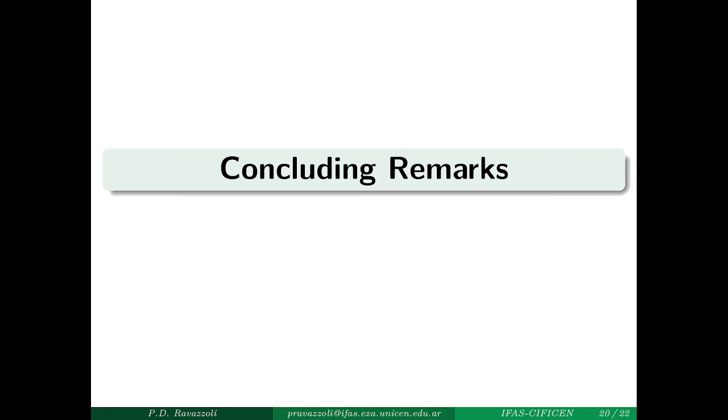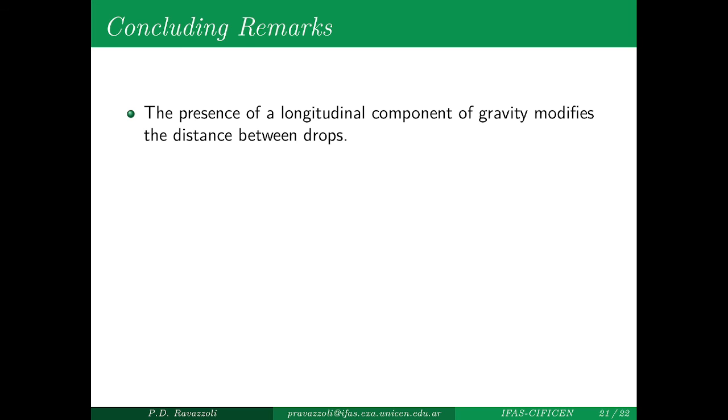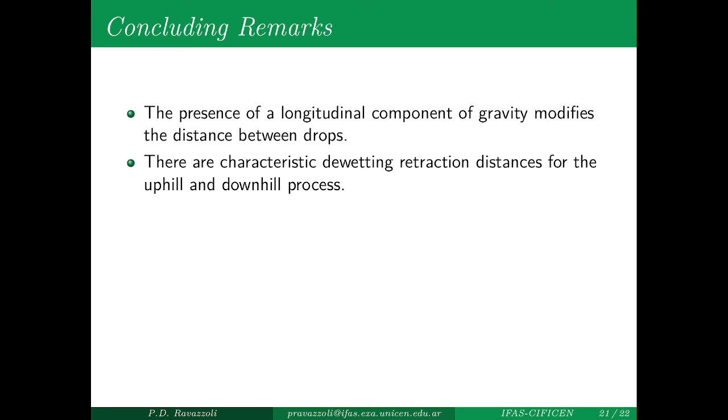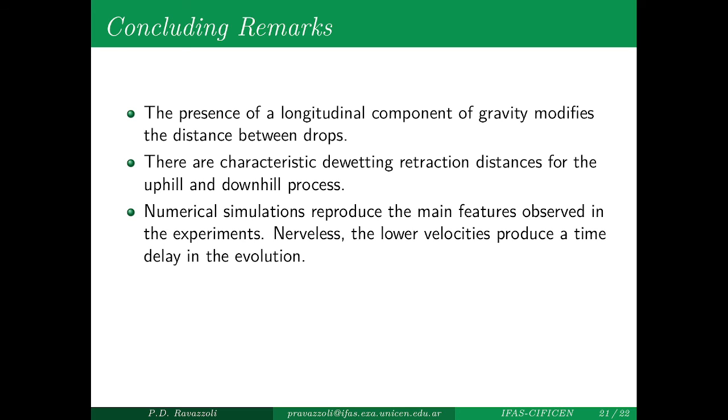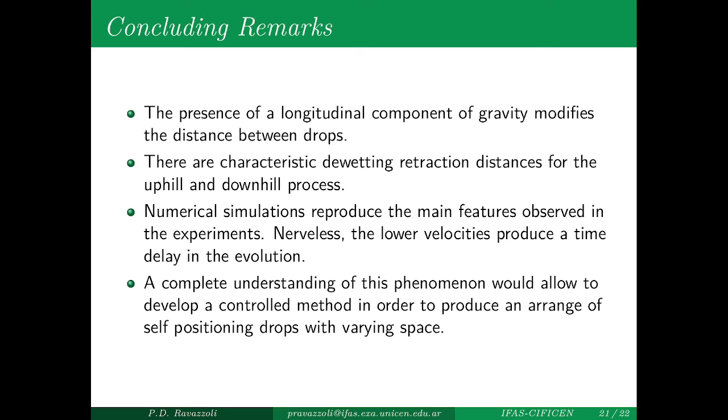Arriving at the end of the talk, I want to summarize the obtained results. The presence of the longitudinal component of gravity modifies the distance between drops. There are characteristic wetting retraction distances for the uphill and downhill process. Numerical simulations reproduce the main features observed in the experiment. Nevertheless, the lower velocities produce a time delay in the evolution. A complete understanding of this phenomenon would allow us to develop a control method in order to produce an array of self-positioning drops with varying space.